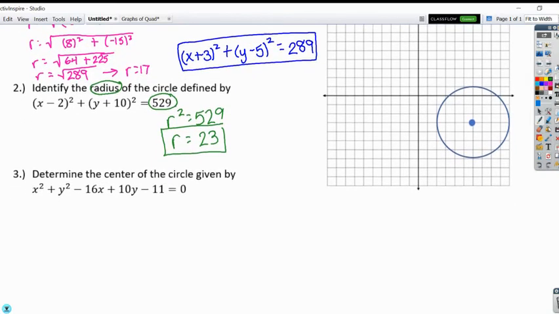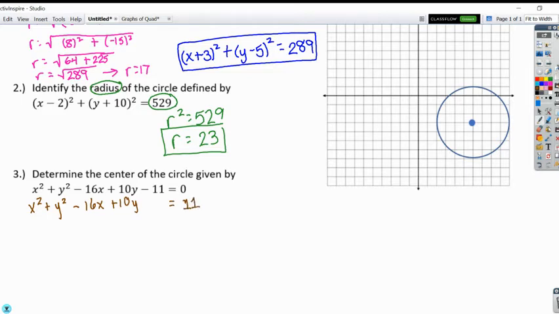Down below here, number 3 says determine the center of the circle from this equation. I can't do that when I'm not in standard form. I recognize standard form as having those two sets of parentheses for me. So we need to complete the square for this. So we're going to make sure that all of our variables are on one side and move all of our constants over to the right. So I have to add 11 to both sides. 0 plus 11 then makes it 11.